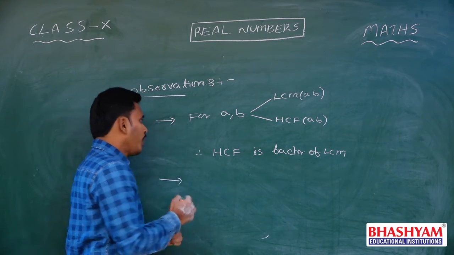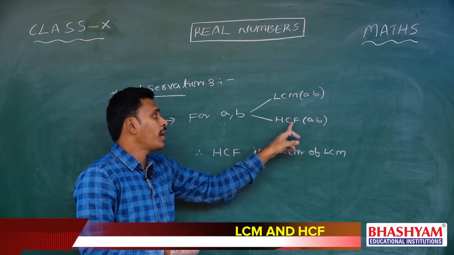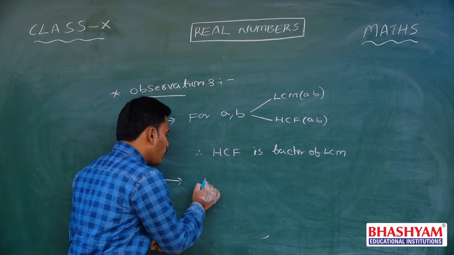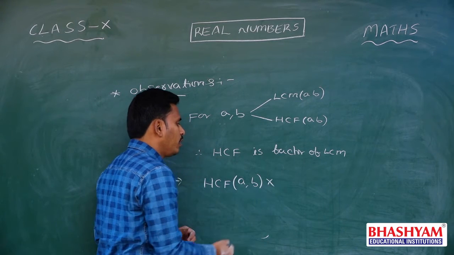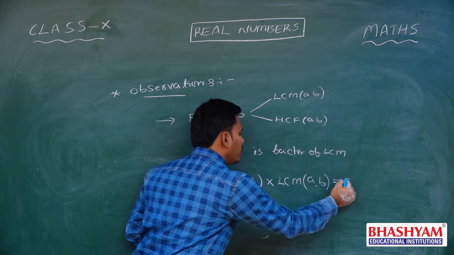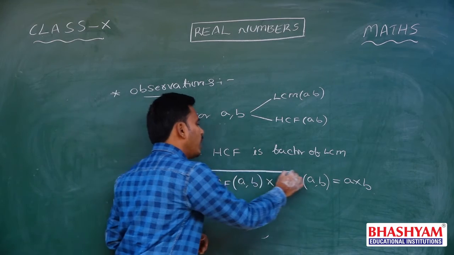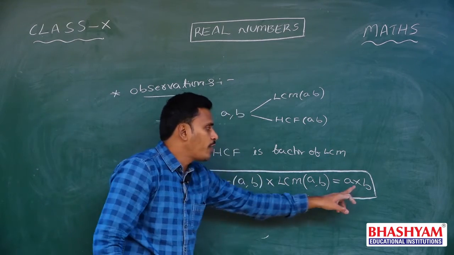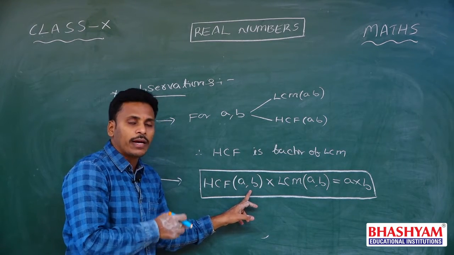And another observation here: if you have numbers A and B, find their LCM and HCF. After finding that LCM and HCF, if you observe, always the HCF of the two numbers A and B when multiplied with the LCM of the two numbers A and B is equal to the product of the numbers. Very useful thing related to the LCM, HCF and the numbers. What is it? The product of the numbers A and B is equal to the product of their LCM and HCF.